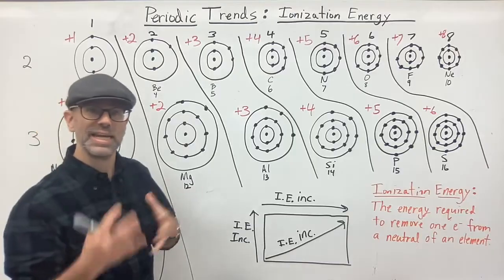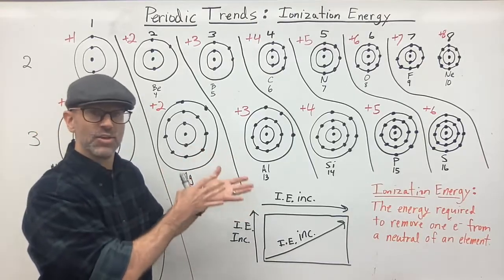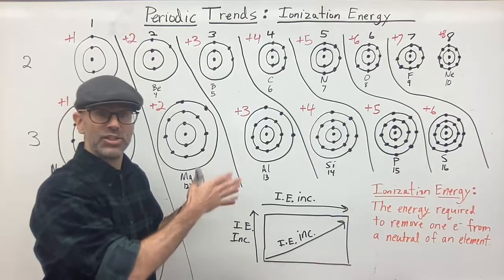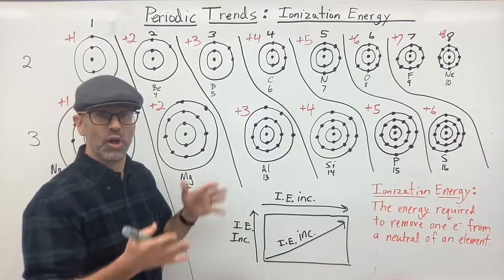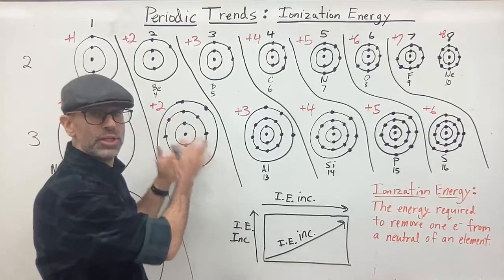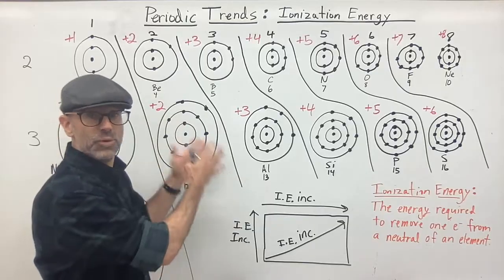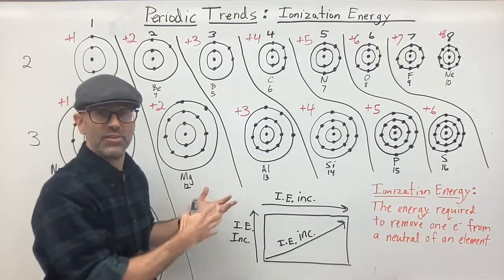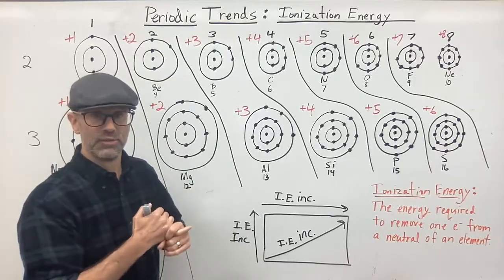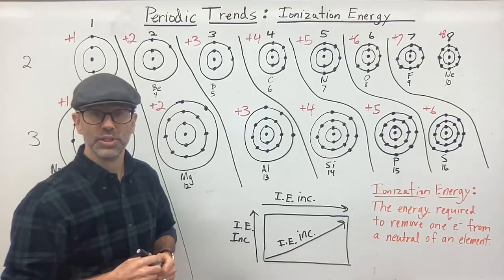And so you could see how the trend of atomic size or radius is matching or related to ionization energy as well. So if you can remember the trend of size, then it's easy to remember the trend for ionization energy, because they're both based on the same things, which is effective nuclear charge and distance from the nucleus.